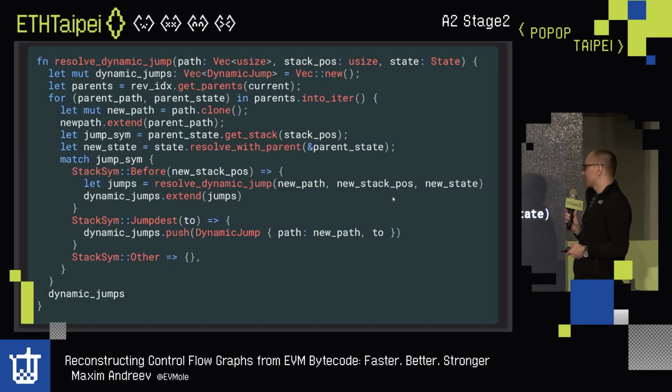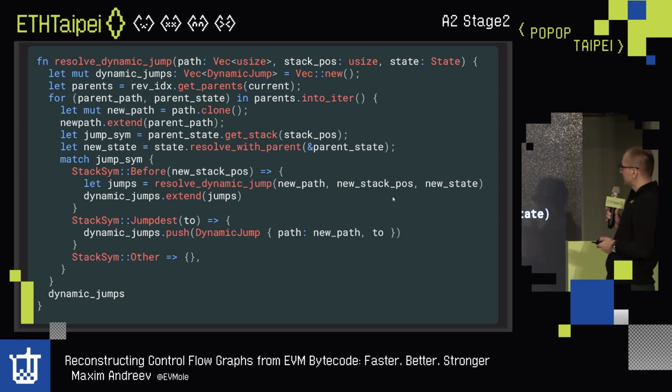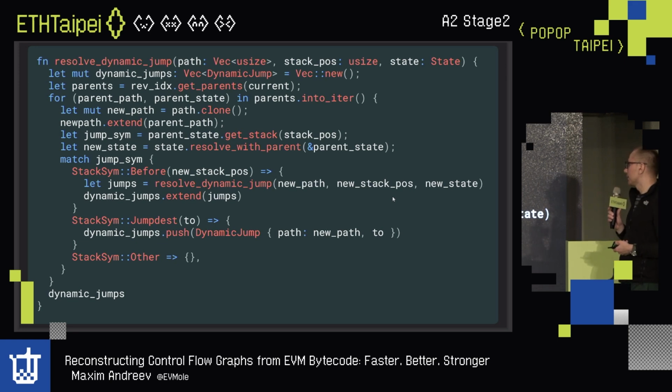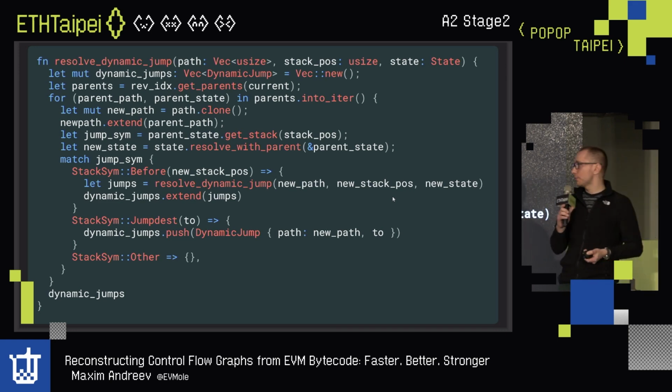So here's the implementation of this algorithm. It's in Rust and simplified a little, but the main part is that we iterate over the parents of the current location and analyze the stack state. If it's other, we do nothing. If it's jump dest, we have finally found the jump location, and if it's before, then we need to recursively call itself with a new path and analyze all parents.